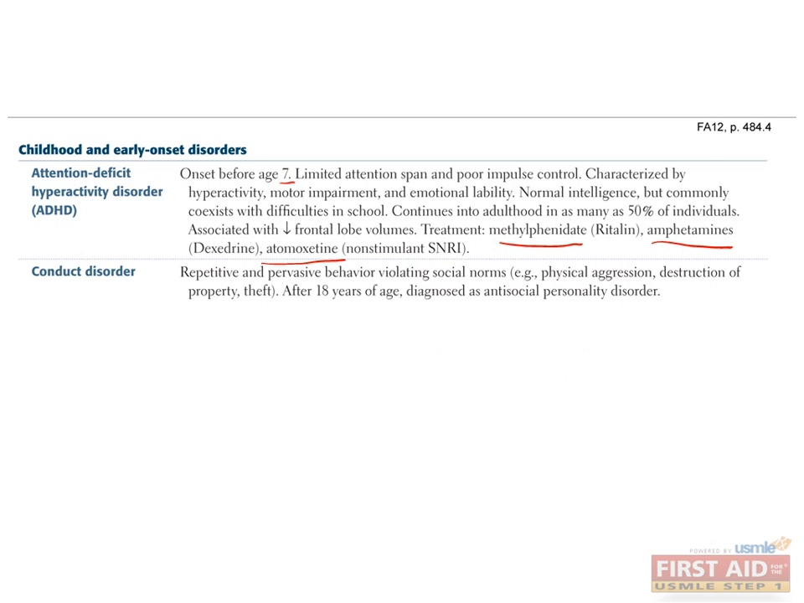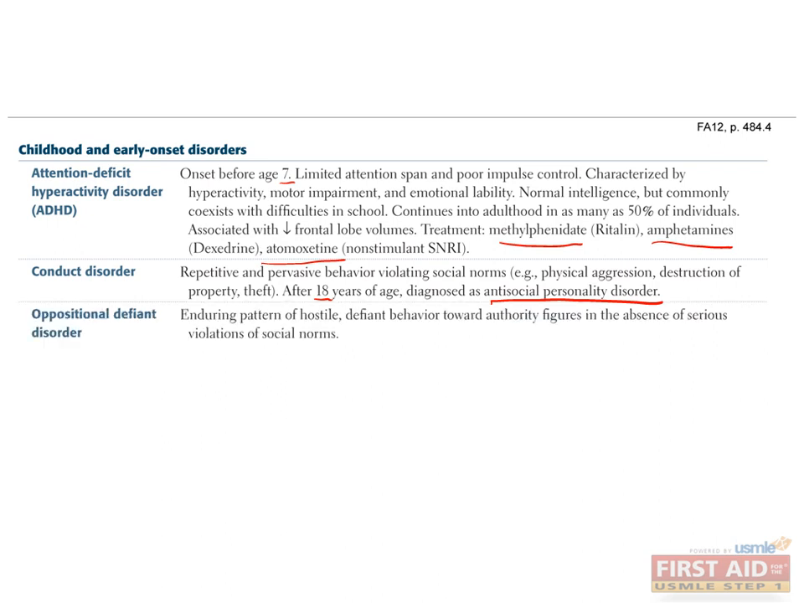Next is conduct disorder. This refers to repetitive and pervasive behavior that violates social norms, often manifested by aggressive and destructive illegal activities. By definition, this disorder must begin before the age of 18. If it begins after, it's referred to as antisocial personality disorder. We'll discuss this in great detail later. Oppositional defiant disorder is characterized by a pattern of deviant behavior towards authority figures, though the child does not really appear to be outside of social norms. Imagine a child who often talks back to teachers.